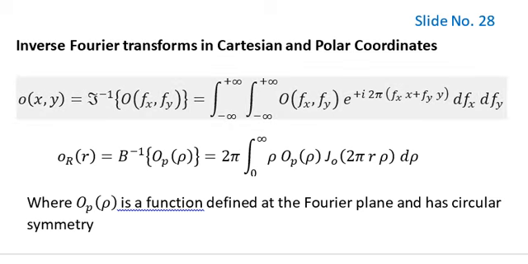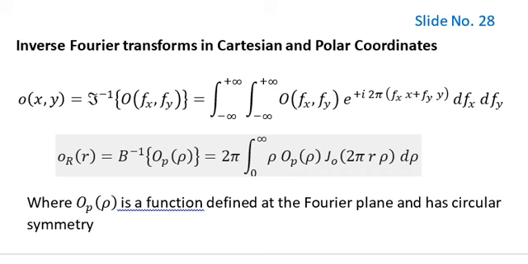Another difference is that we have used the positive sign here, e to the power plus iota 2 pi, and within the bracket we have fx into x plus fy into y. In the Fourier transform we have the negative sign, but in the inverse Fourier transform we have the positive sign. There is another change: this integration is carried out with respect to the variables fx and fy. Before that, in the Fourier transform we calculated the integral with respect to dx and dy. Here we calculate the integration with respect to the Fourier variables dfx and dfy.